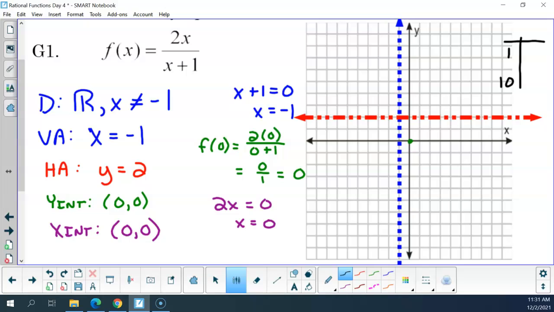Okay. If I plug in 1, 2 times 1 is 2. 1 plus 1 is 2. 2 divided by 2 is 1. So this goes to the point 1, comma 1. You're plugging in. I plugged in 1 into my function for x. 2 times 1 is 2. 1 plus 1 is 2. 2 divided by 2 is 1. So it goes through the point 1, comma 1.